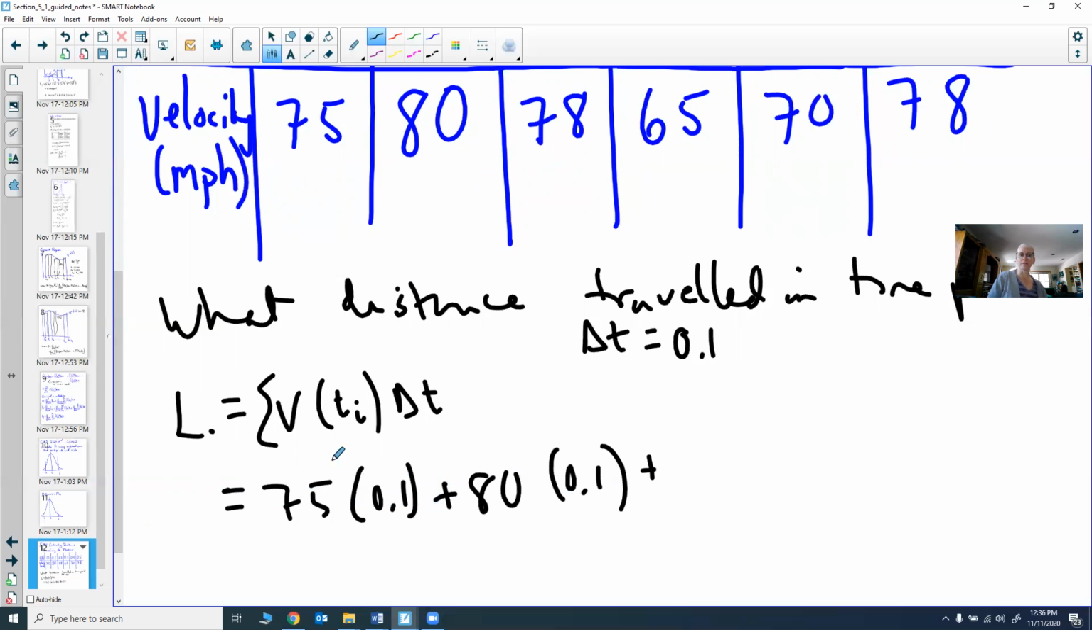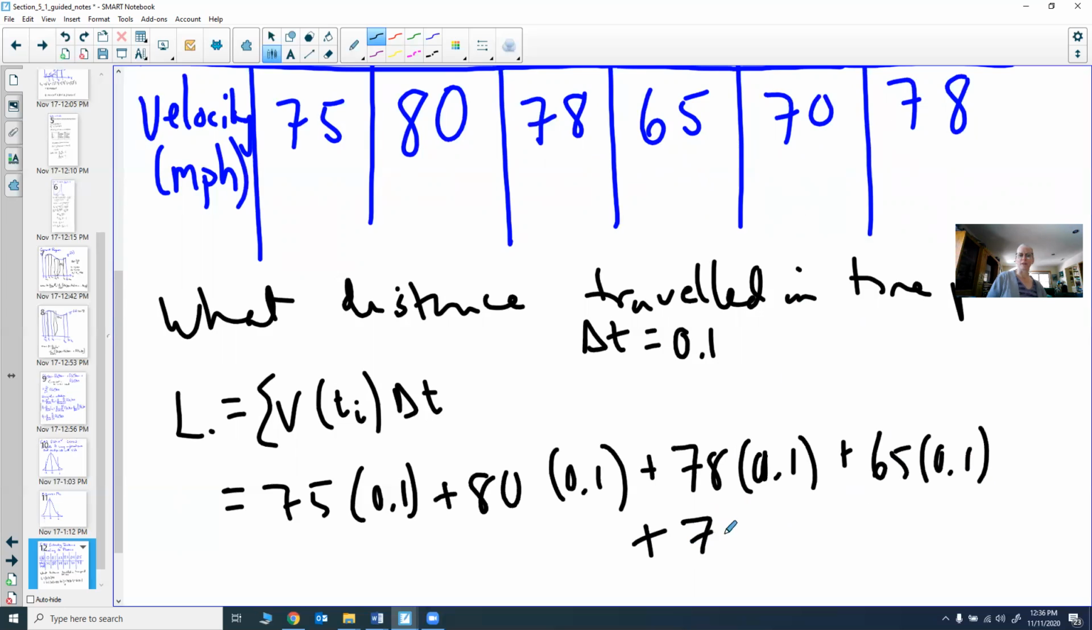Remember, this is areas of rectangles, so this is the height times the base. The next interval is from 0.2 to 0.3. That's going to be the 78 times 0.1. The next interval is from 0.3 to 0.4. That's going to be the 65 times 0.1. And then the last interval is from 0.4 to 0.5, and that's going to be the 70. Then we just have to add those up and figure out what values we get there.